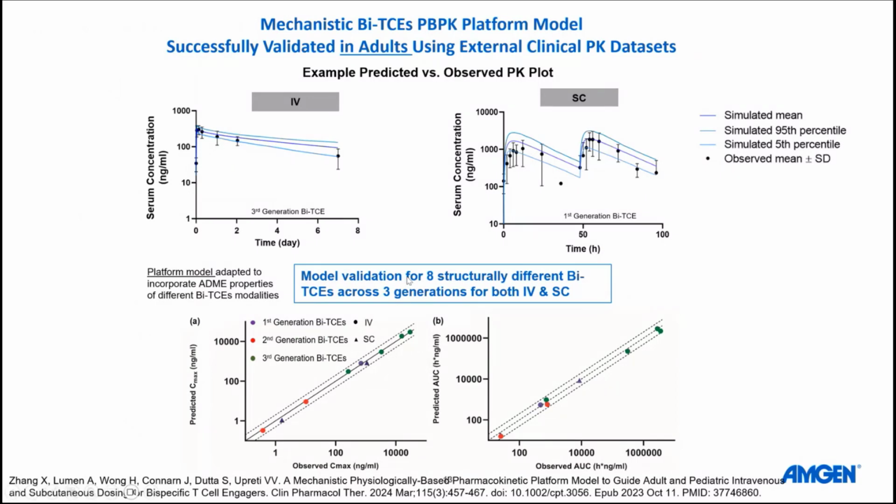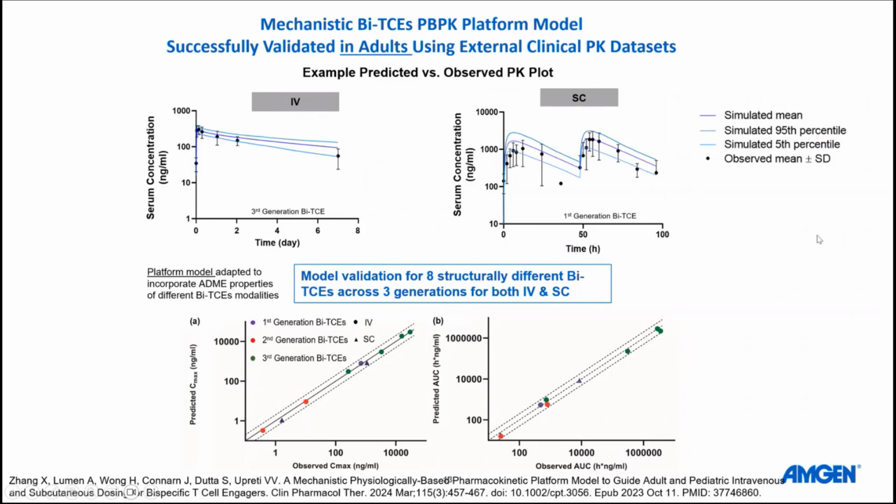In the top row, I'm showing an example of predicted versus observed PK plots. On the left side, I'm showing IV dosing of a third generation BiTCE, and on the right side, a first generation BiTCE following SC dosing. So you can see that the model can relatively accurately predict the PK of these two modalities after dosing.